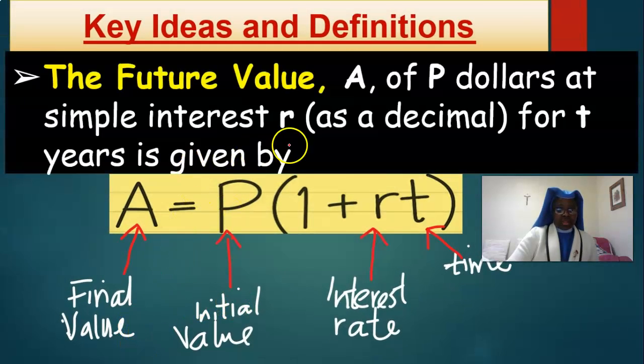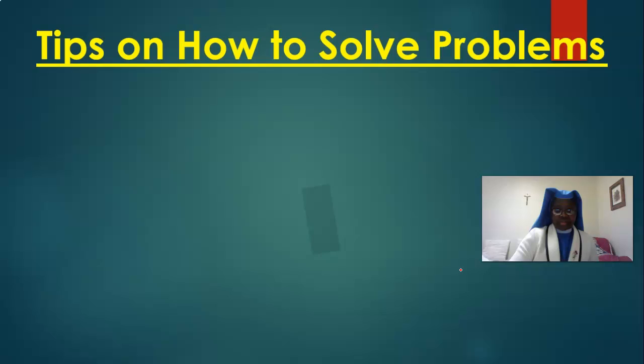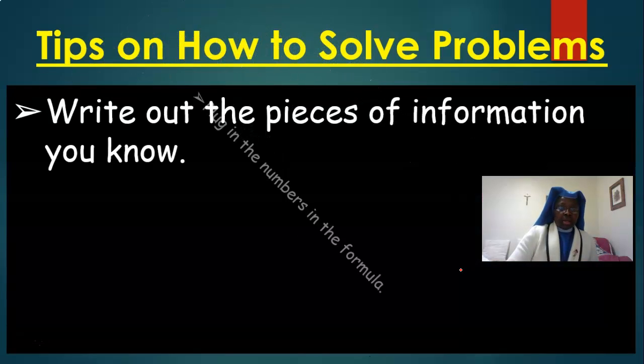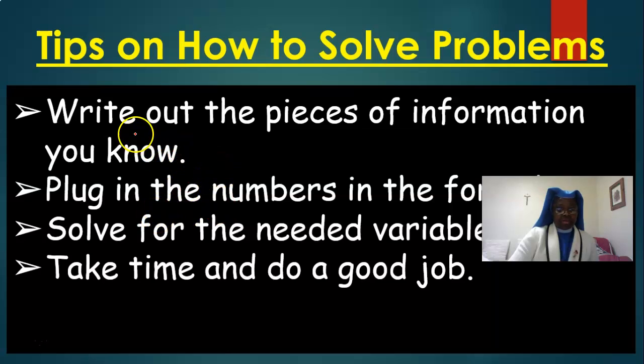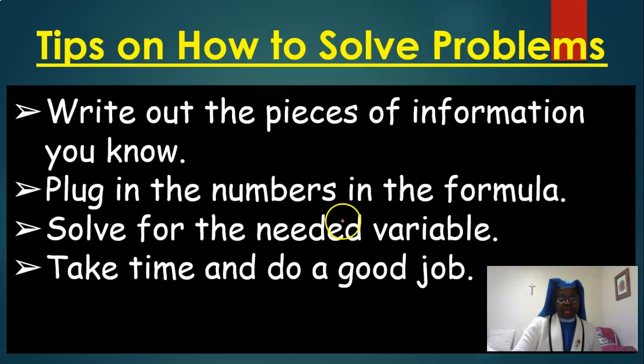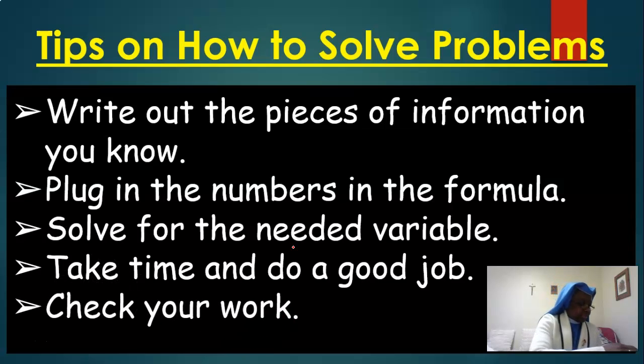So here the future value, A, is the final value, P is the initial value, the principal, R is the interest rate, and T is the time in years. Tips to remember: write out the formula, then write out all the information you are given, then plug in the numbers and solve the equation for the variable that is needed.